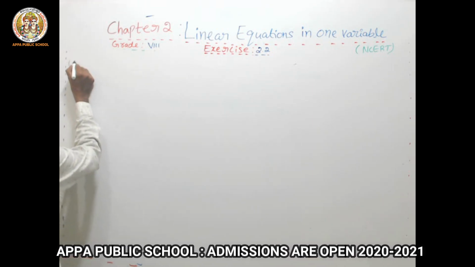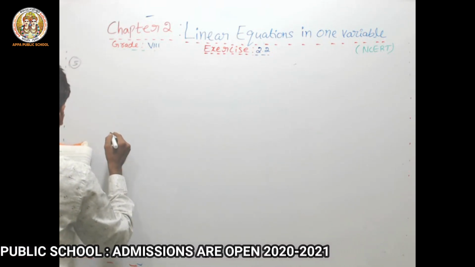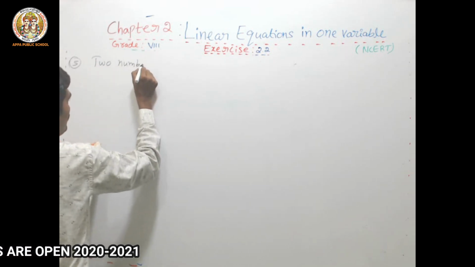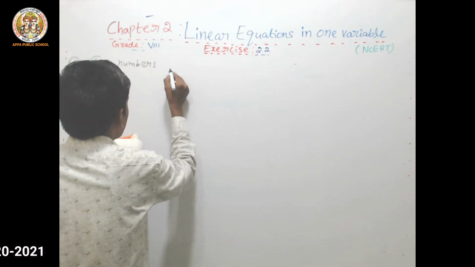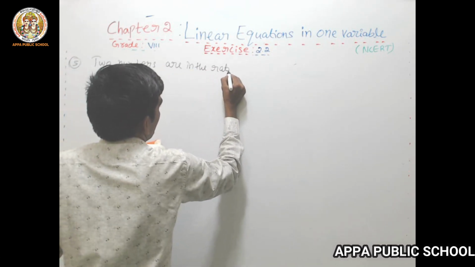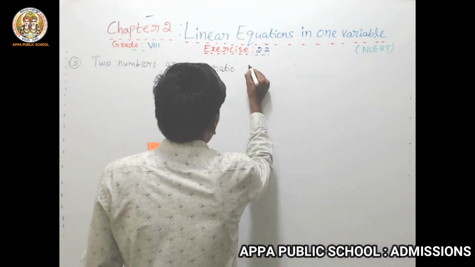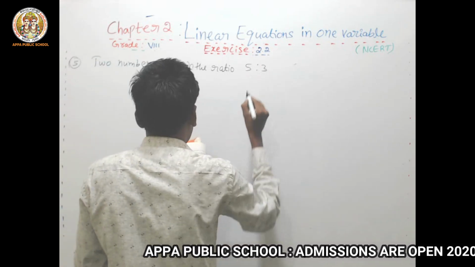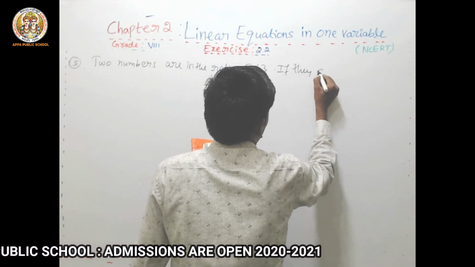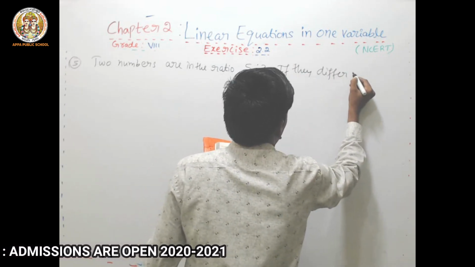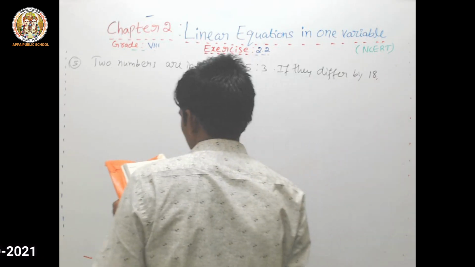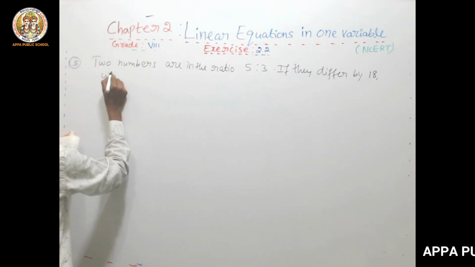Problem number 5. Two numbers are in the ratio 5:3. If they differ by 18, what are the numbers?